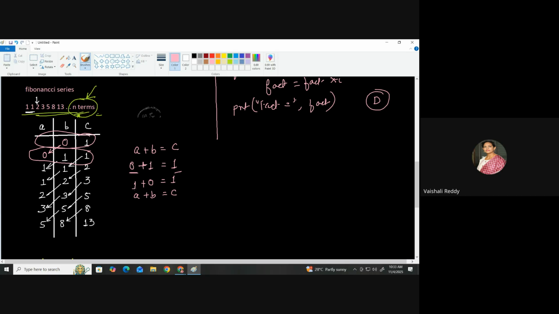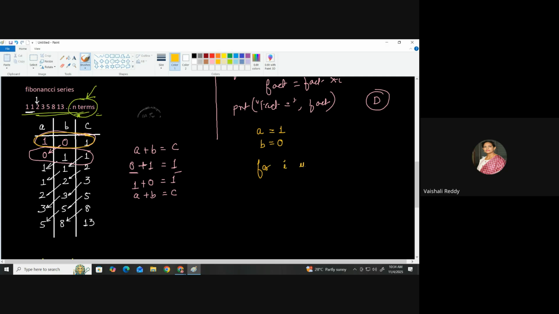Very good. 1. This becomes my starting condition. From here I have to start. So my A value should be 1. B value should be 0. And from here I have to write the formula.